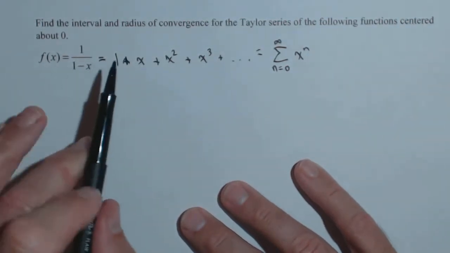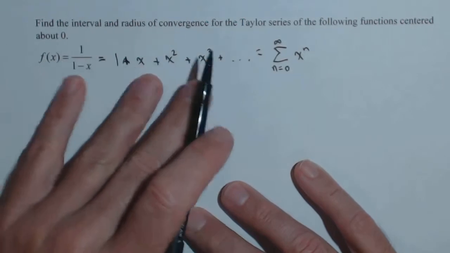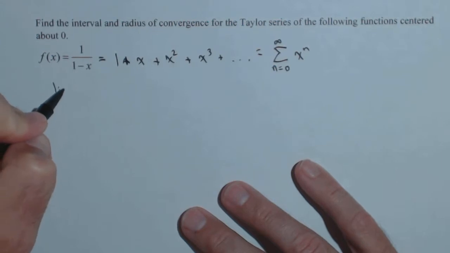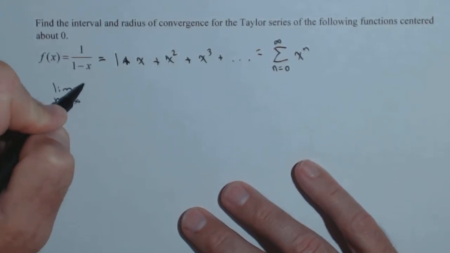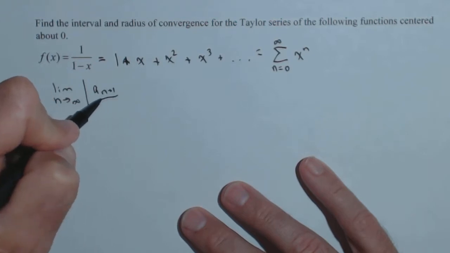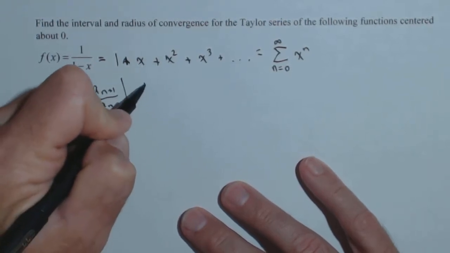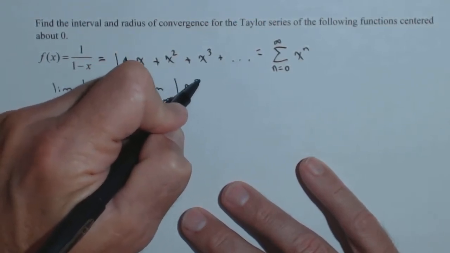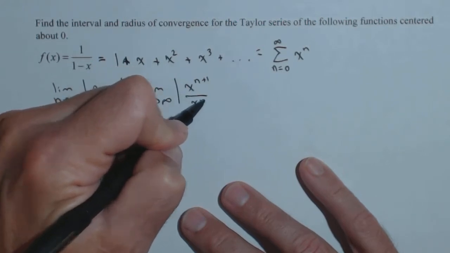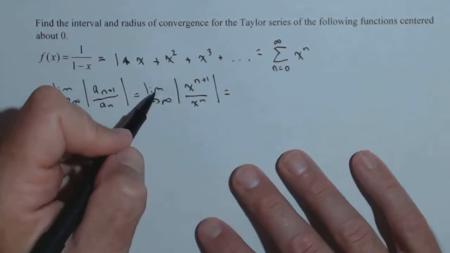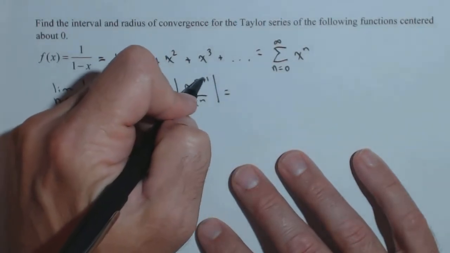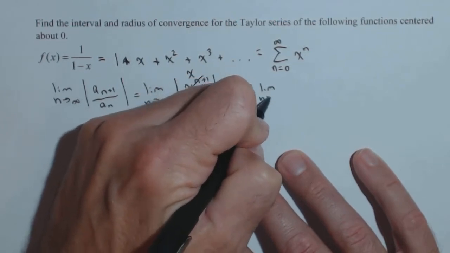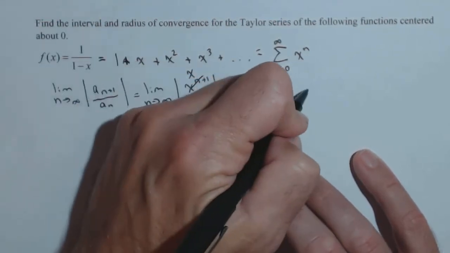If you don't know this one offhand, just do your derivatives at 0 and find your terms. Now we're going to apply the ratio test: the limit as n goes to infinity of a sub n plus 1 over a sub n. So the limit as n goes to infinity of x to the n plus 1 over x to the n, which just becomes x. So we end up with the absolute value of x times the limit as n goes to infinity of just 1, which is 1.